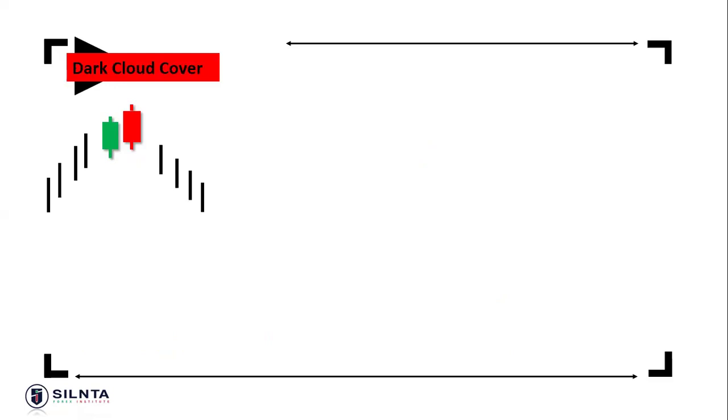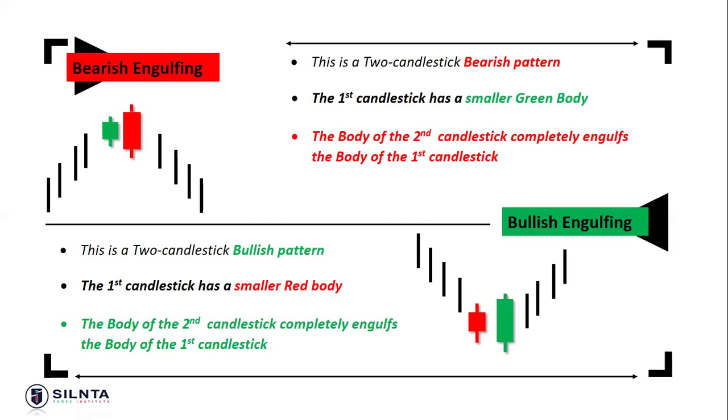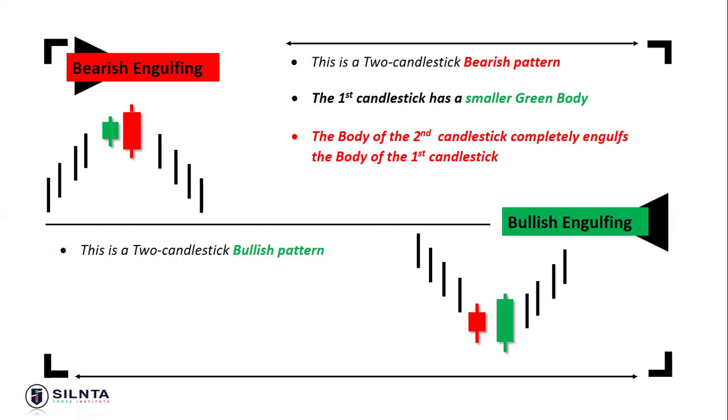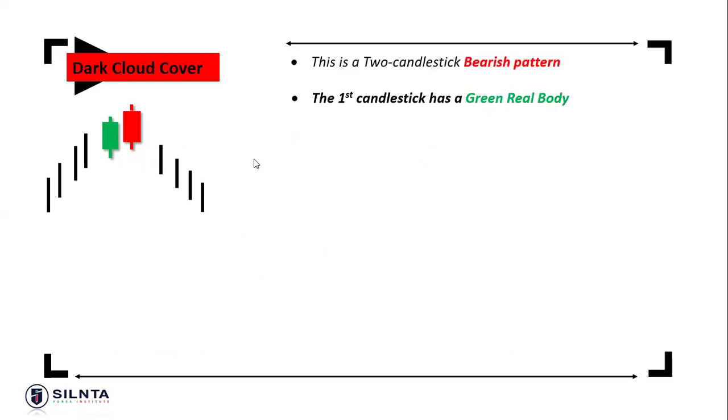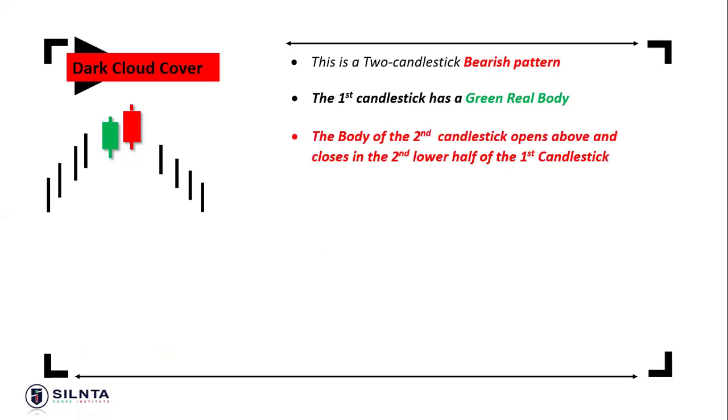Then we have a dark cloud cover. This is just another version of an engulfing. This is a 2 candlestick bearish pattern. The first candlestick has a green real body. And then the body of the second candle opens above and closes in the lower half of the first candle. What do you mean there?